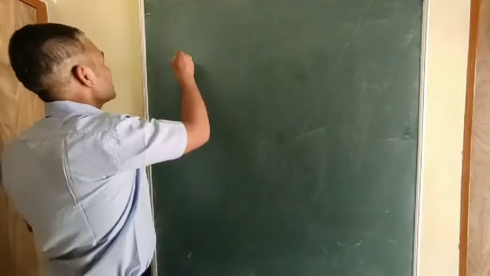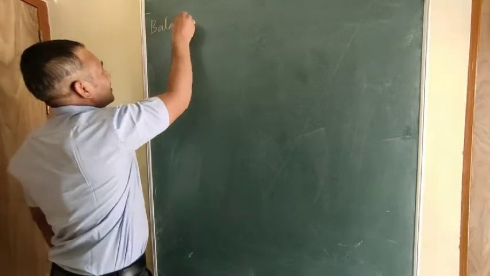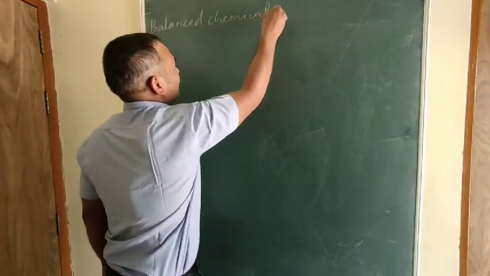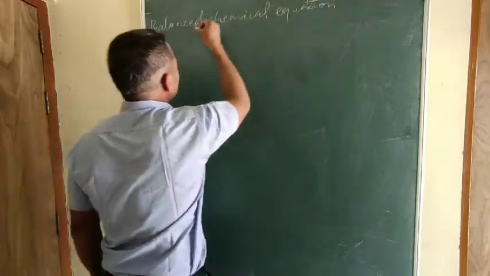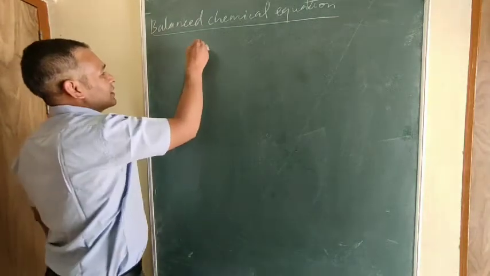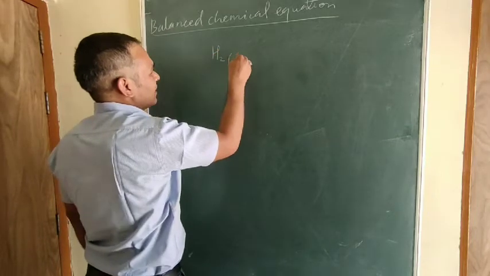Now the next question comes, what is a balanced chemical equation? क्या होती है बैलेंस केमिकल इक्वेशन? A balanced chemical equation is having the same number of atoms. For example, we can say hydrogen.